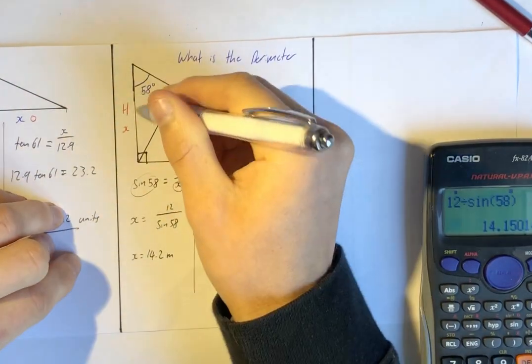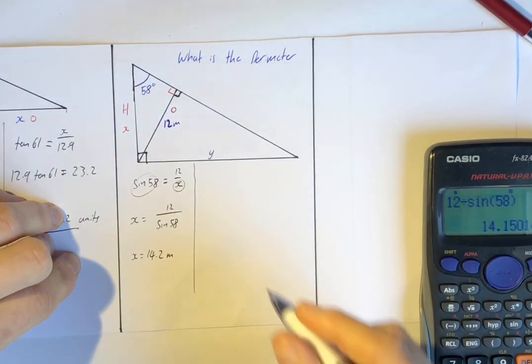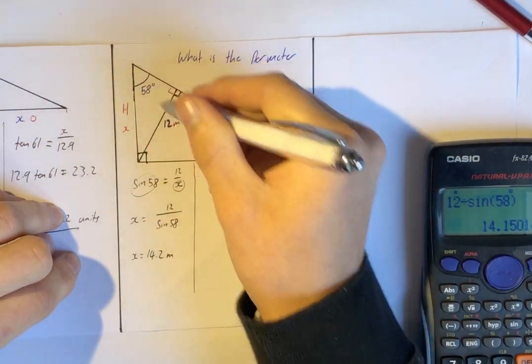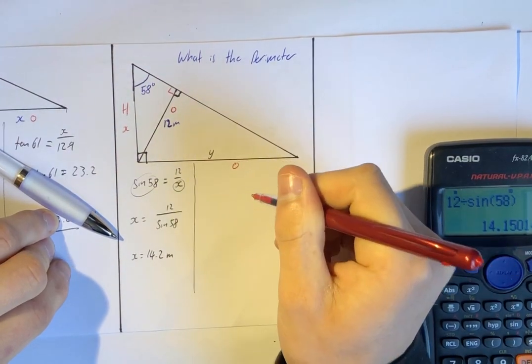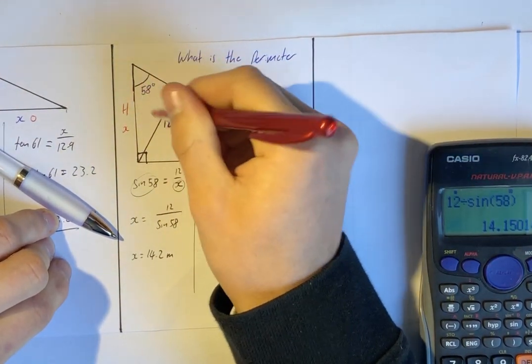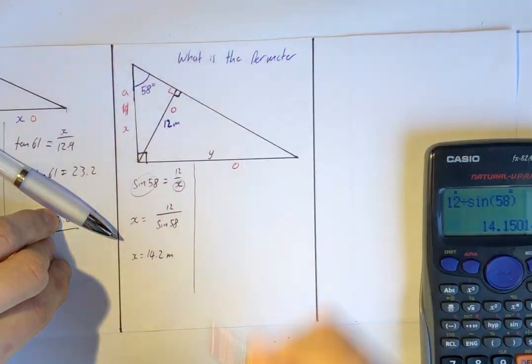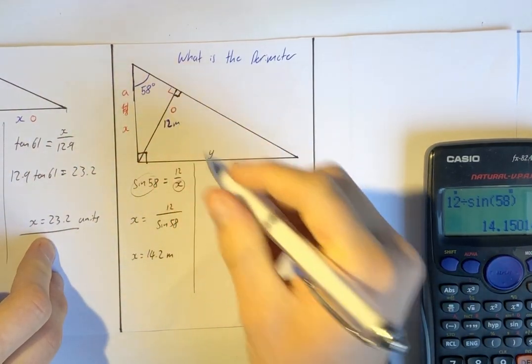Okay. Now that I've got X, I'm going to call this Y. So now we're looking at the big triangle with a side length, and that's opposite. So I'll label that opposite. And this is not the hypotenuse of the triangle anymore. For our second triangle, this is now the adjacent. So O and A is tan.